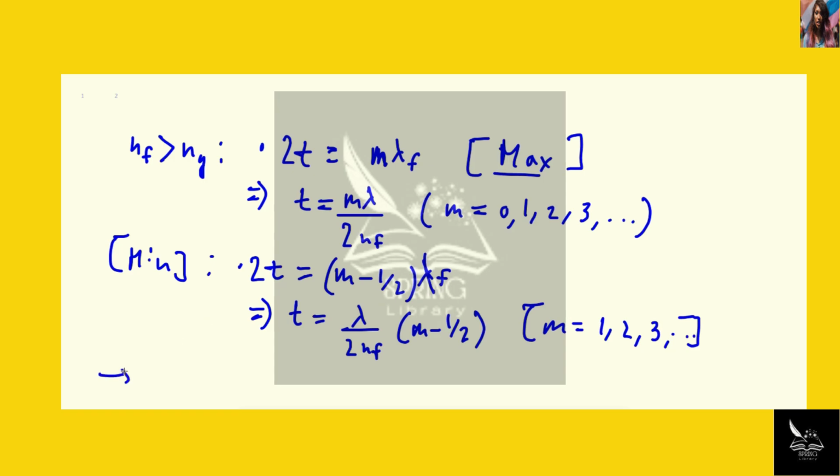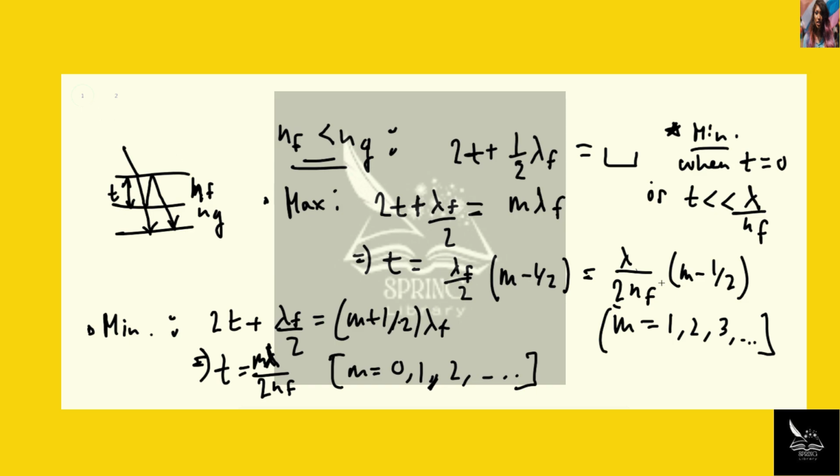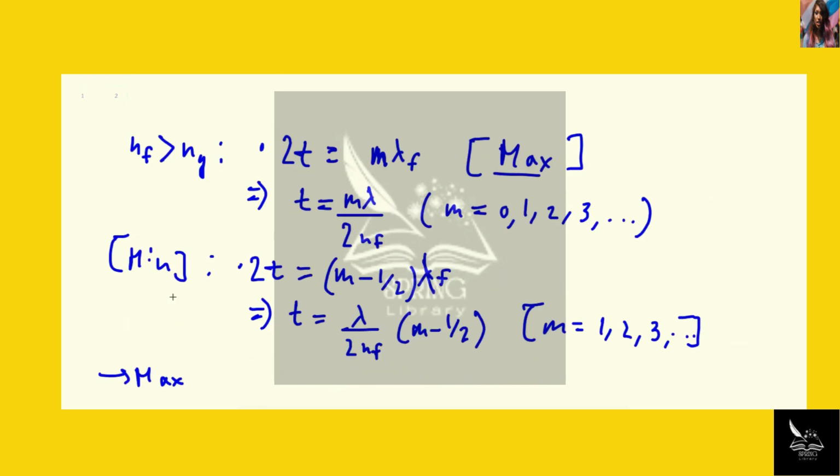And here this time, it's the opposite situation to the first case, where the minimum was when t equals 0. In that limit, you have maximum transmitted intensity when t equals 0, or t is much, much less than lambda over n_f.